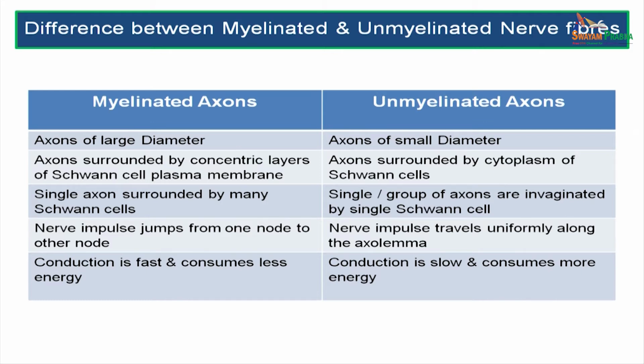In myelinated axons, nerve impulses jump from one node to the next node, whereas in unmyelinated axons, the impulses travel along the axolemma. Conduction is faster in myelinated, whereas it is much slower in unmyelinated, and it also consumes much more energy.